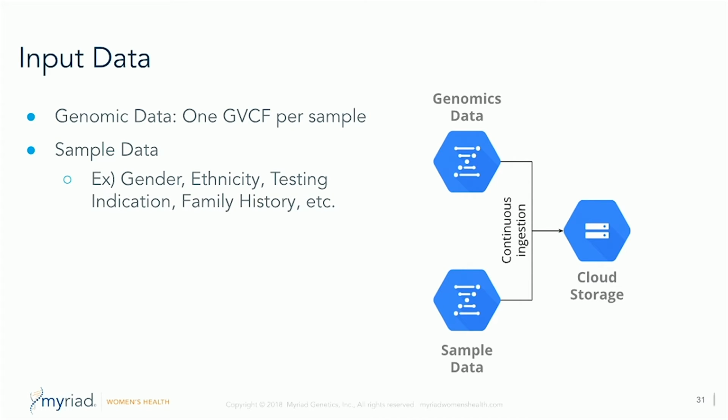So this is the input data that we're dealing with. We store genomic data and sample data. I will go into a little bit more detail about what the genomic data looks like. The sample data is kind of anything that you might want to know about the sample. So that would be gender, ethnicity, the testing indications, family history, et cetera.